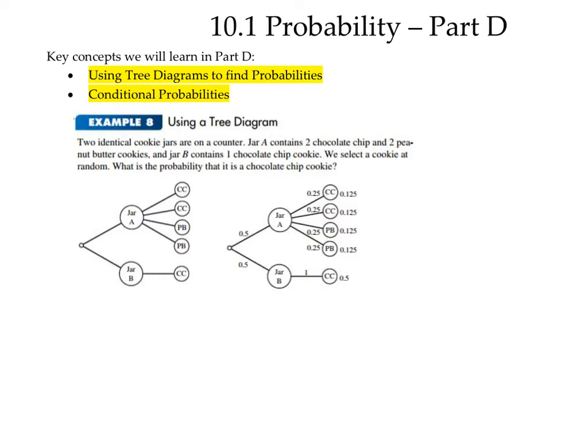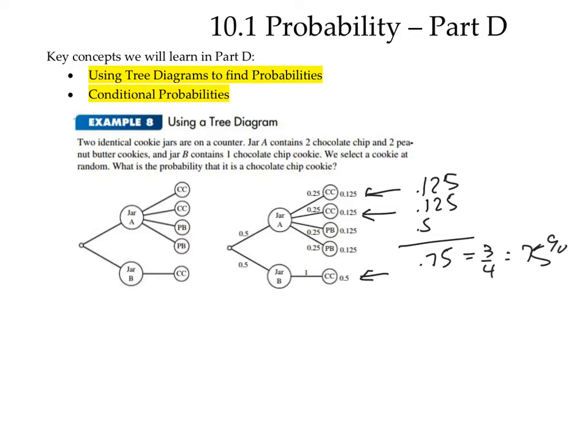To finish the problem, we now say that if we want to get a chocolate chip cookie, that can only happen a few different ways. It can happen that way, or that way. And the probabilities are 0.125, 0.125, 0.5, which adds up to 0.75, or 3/4, or 75%. So the probability of getting a chocolate chip cookie is 75%, not 3/5.